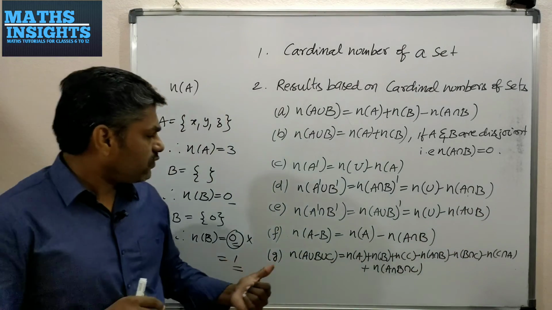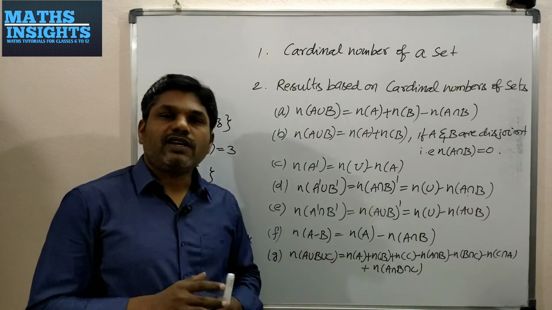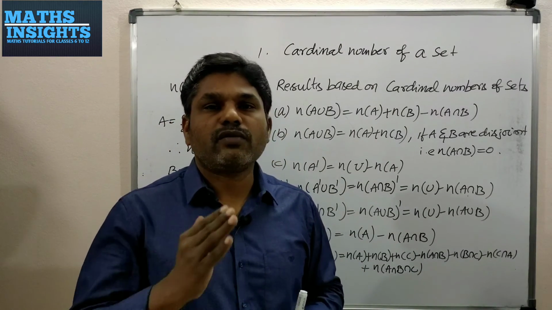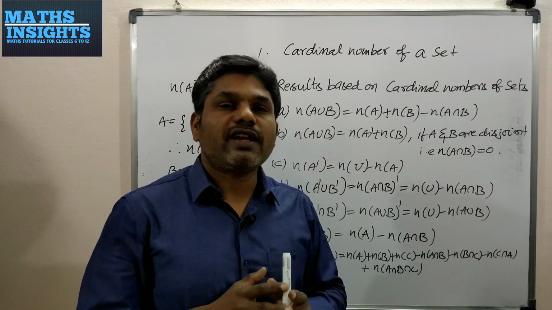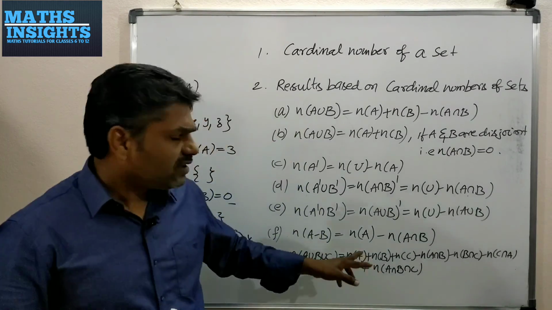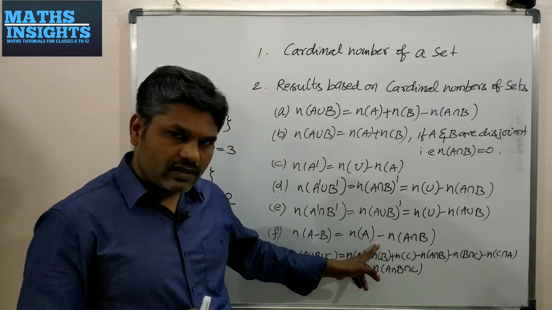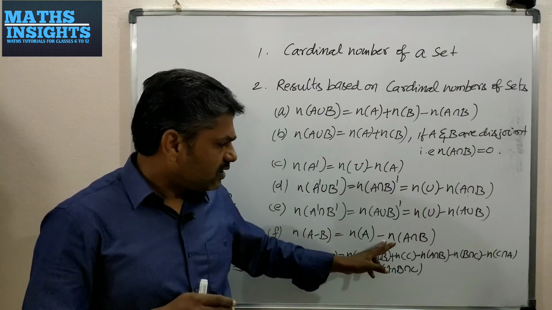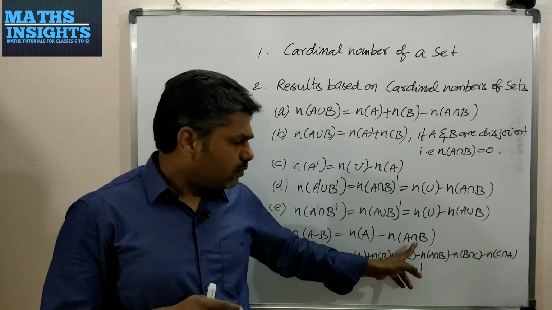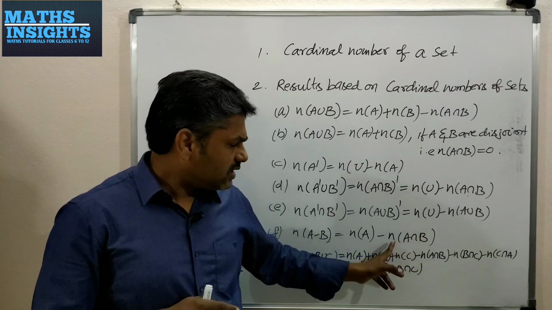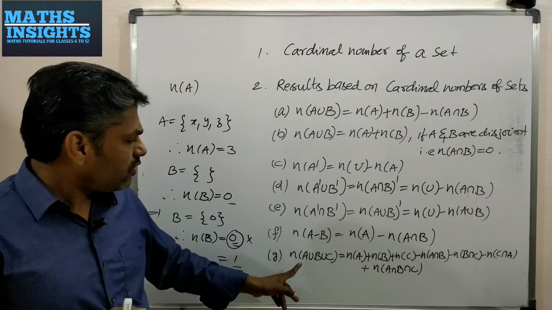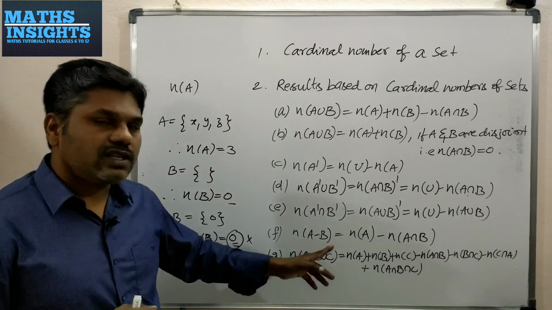Okay. Coming to F, n(A minus B). A minus B, you know, you are removing the set B from A. That means you should not take any elements which are common to A and B. I am writing the same, n(A), the elements of A, minus those which are common to both A and B. I am removing those which are common to both A and B, and it is written as n(A intersection B).